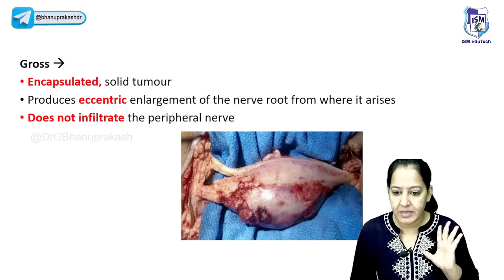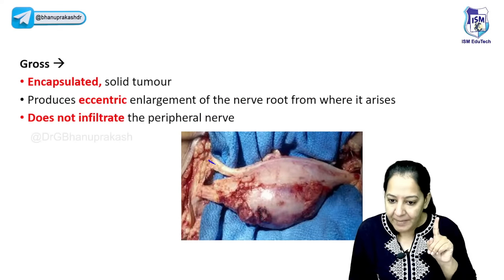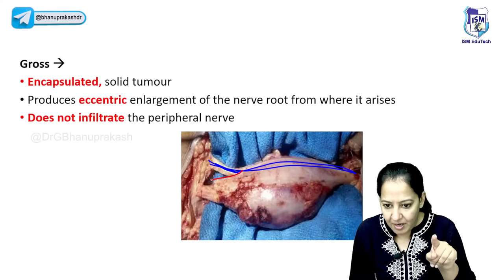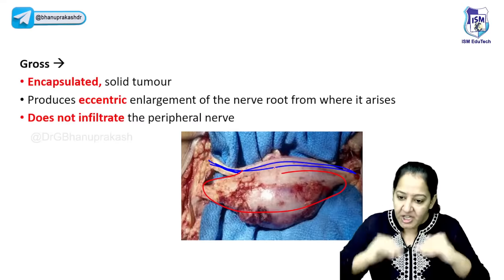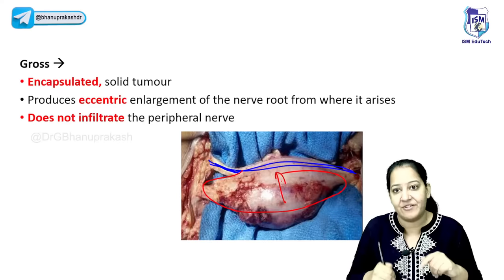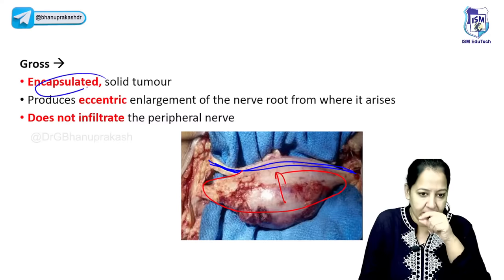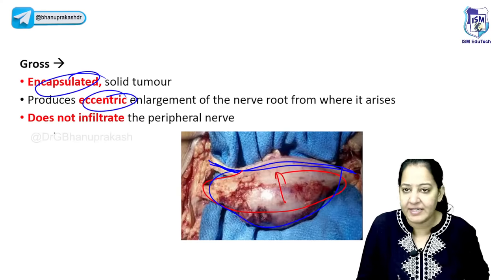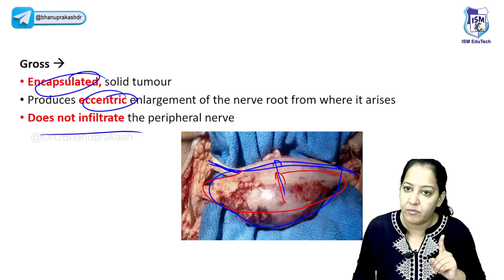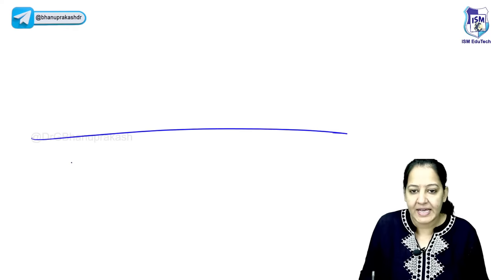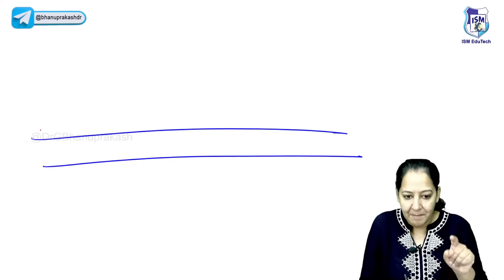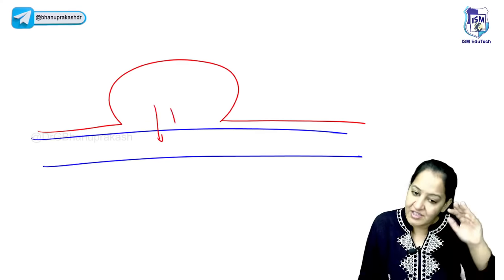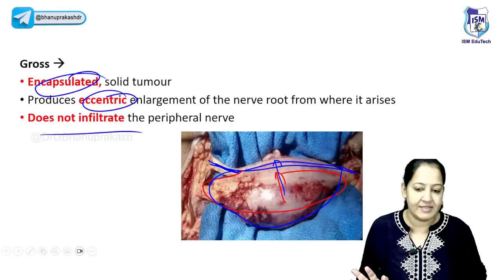You see, this is a diagram. Can you all see the diagram? In the diagram, make out the nerve. This is the nerve, and make out the tumor. This is the complete tumor arising from the sheath of the nerve, compressing the nerve eccentrically. It is always encapsulated. I can see the capsule well. These are eccentric. They do not infiltrate inside the nerve. This is the nerve and this is the myelin sheath. So this is a tumor arising in that. They just compress the nerve. They do not infiltrate inside it.